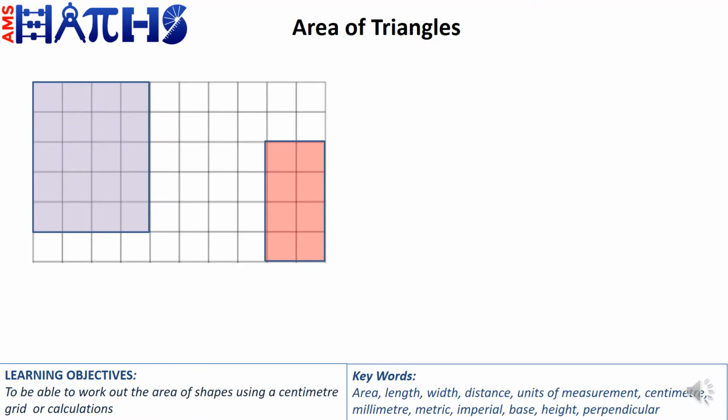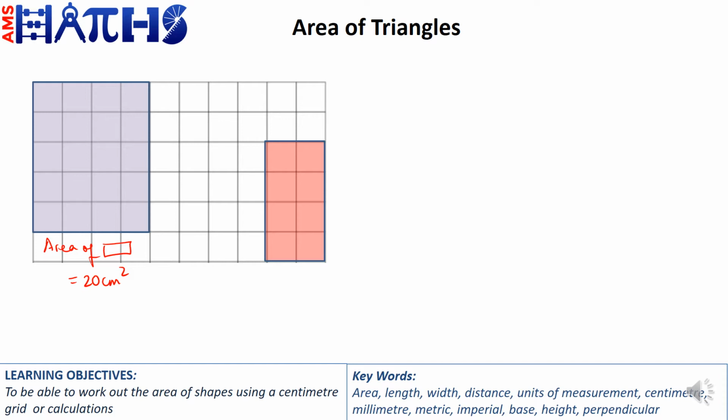Now we're going to derive the formula for the area of triangles. Here we have two rectangles on a centimeter grid. So the first thing we're going to do is find the area of each of the rectangles. For the purple rectangle, the area is 20 centimeters squared. When we count the squares, we'll get 20 squares. So that's why the area is 20 centimeters squared.